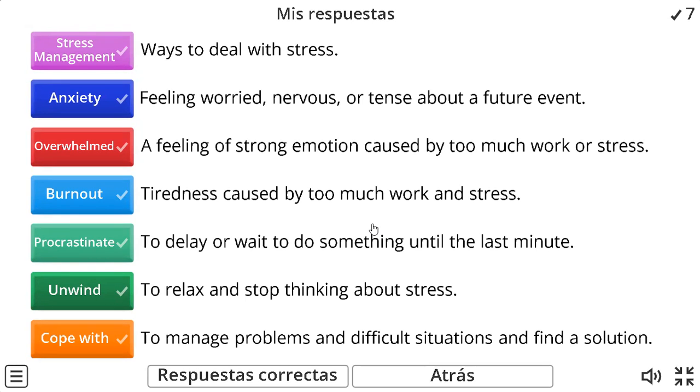And when you feel a lot of anxiety, when you are with a lot of stress, you can feel or you can be overwhelmed. Overwhelmed. This is like, my gosh, too much for me. Okay, I cannot deal with this. Have you ever felt overwhelmed?